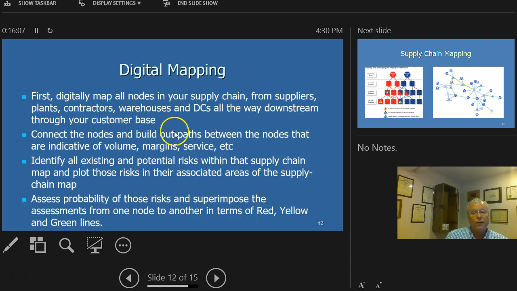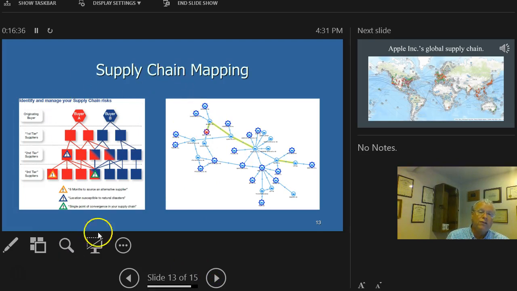So between all this, this volume between your contractors, your warehouses, your DCs, what your customer is doing, all the way through to the end, you connect all those, and you look at volume, margins, service issues, and then identify those risks, quantify those risks, and the probability of those risks. That gives you your weighted number, and then you color code it. And from there, it looks like this if you do that.